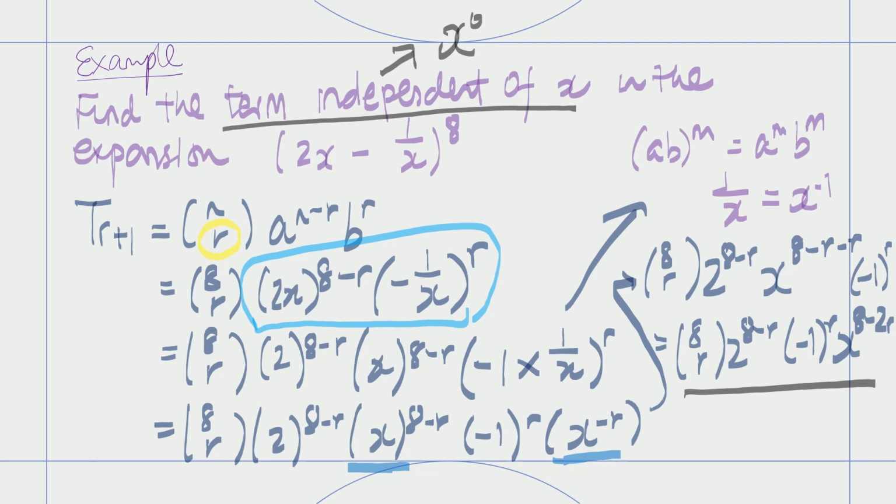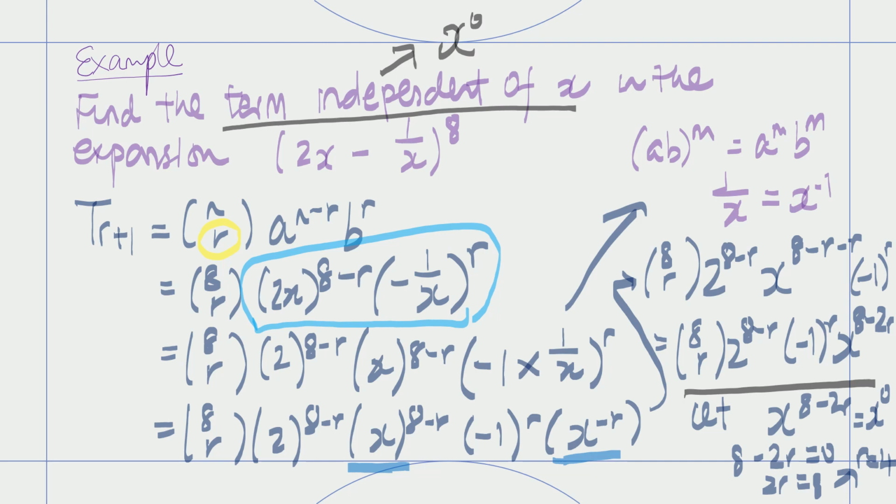So I'm going to let x to the power of 8 minus 2r equal x to the power of 0. So 8 minus 2r is equal to 0, 2r is equal to 8, and r equals 4. What does r equals 4 tell us? It tells us that the term independent of x is the fifth term. It's the fifth term that we are finding, so we have located the position.